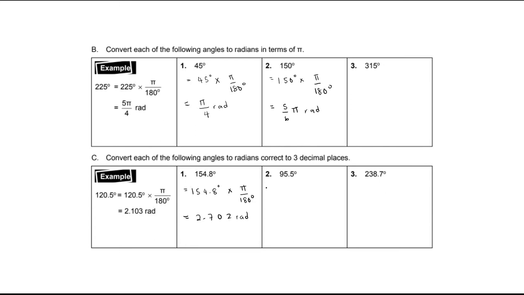The second question: 95.5 degrees to convert into radian, multiplied by pi over 180 degree. Straight away use your calculator. 95.5 multiply pi over 180, and make sure the calculator is in mode radian, and you should get 1.667 radian. We leave the final answer with 3 decimal places as asked by the question.